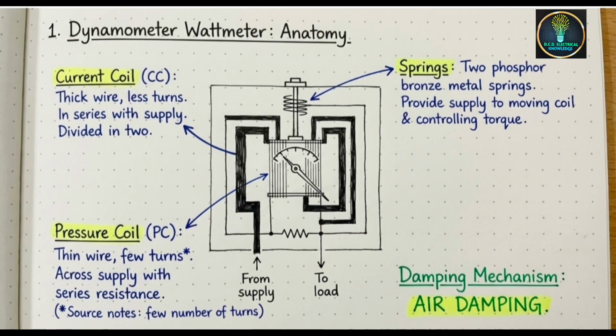One, dynamometer wattmeter anatomy. The figure shows clearly the current coil CC, thick wire, fewer turns, in series with the supply, divided in two parts. Pressure coil PC, thin wire, many turns, across the supply with series resistance.